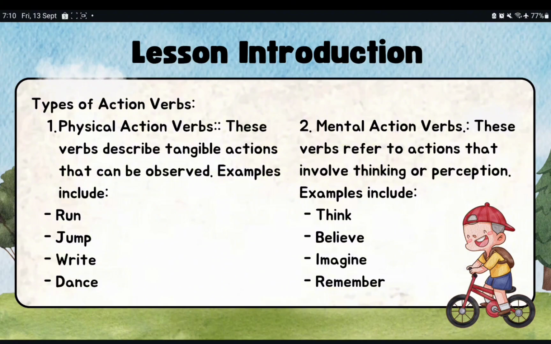There are types of actions. There are two types of action verbs. First is physical action verbs. These verbs describe tangible actions that can be observed. Examples: run, just like the video earlier, jump, write, and dance. And mental action verbs, these verbs refer to actions that involve thinking or perception. Examples: think, believe, imagine, and remember.